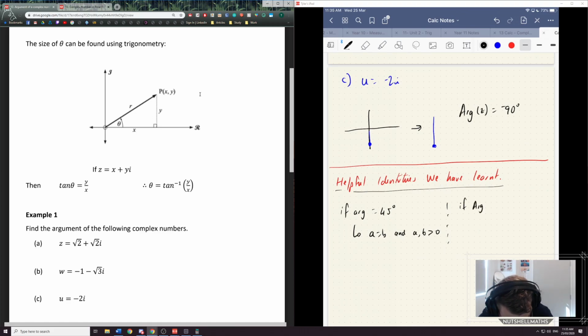If the argument is 90, then there's no real component. Exactly. Right? 90 or minus 90. Let's keep it looking the same. No real component. Fantastic. Right, the real component equals 0.